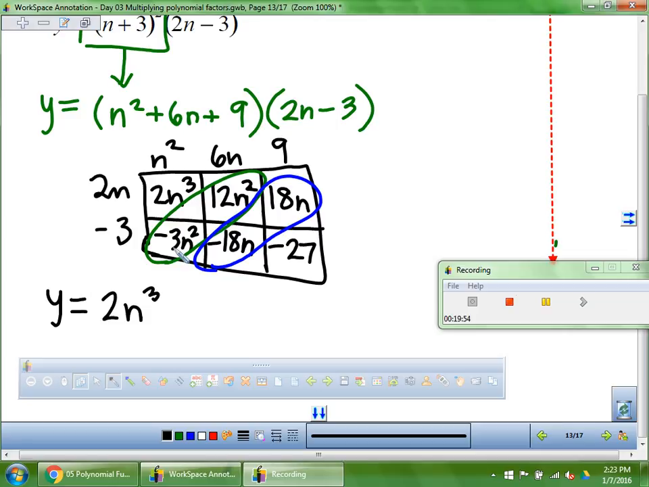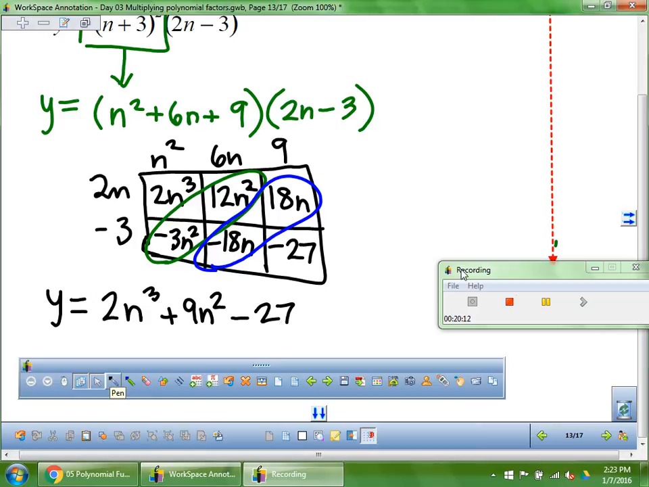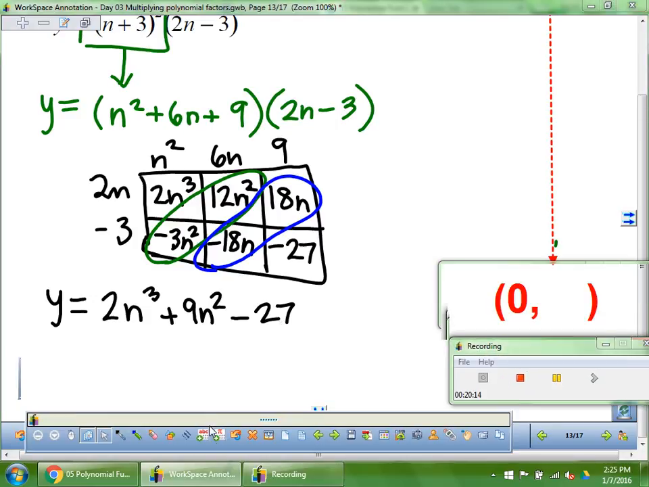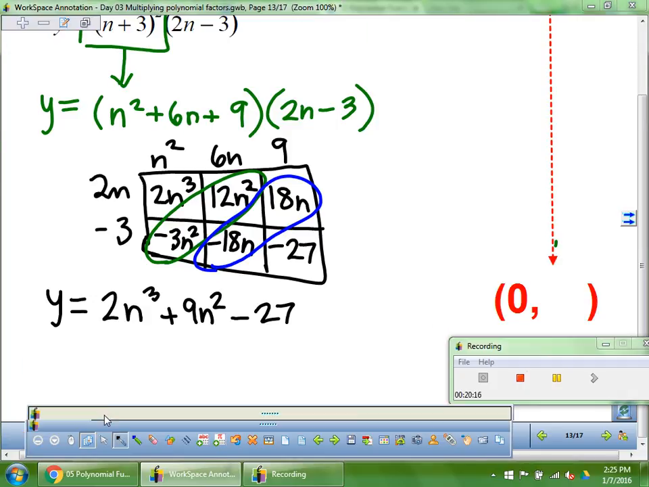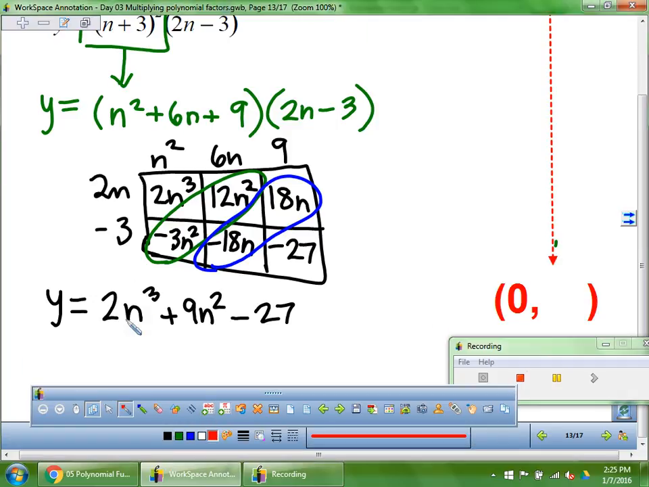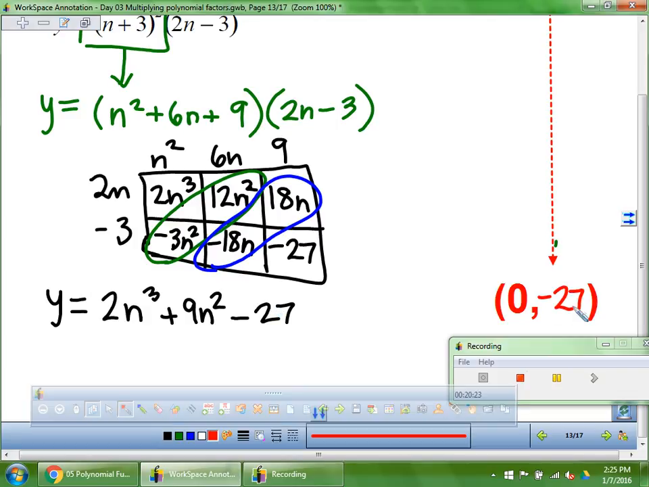We have 2n cubed. Negative 3n squared and 12n squared add together to make 9n squared. Then negative 18n and the positive 18n make 0. And negative 27. So that would be your standard form of that equation. And our y-intercept, if we substitute 0 in for n, we're left with negative 27. That's our y-intercept. Okay?